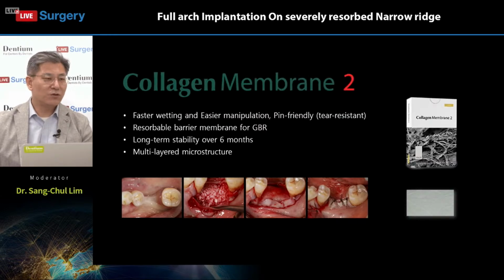Collagen Membrane 2 is also a brand new system. This collagen membrane has faster wetting and easier manipulation, and is pin friendly. It means this membrane has natural resilience, so it is difficult to tear. So we can use it with wider advantages for the GBR procedure. We can apply different types of GBR procedure, depending on the surgeon's style.